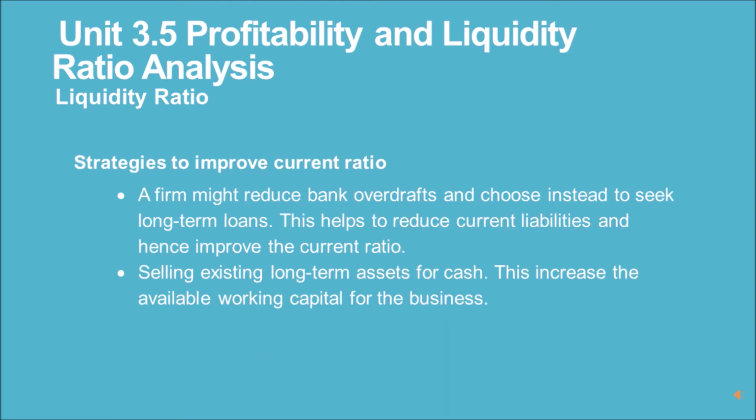Strategies to improve current ratio. A firm might reduce bank overdrafts and choose instead to seek long-term loans. This helps to reduce current liabilities and hence improve the current ratio. Selling existing long-term assets for cash. This increases the available working capital for the business.